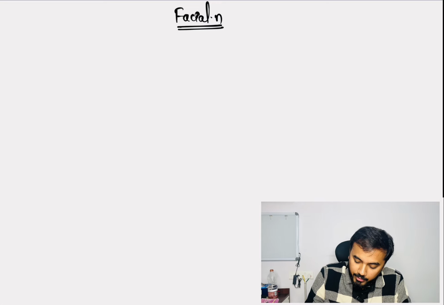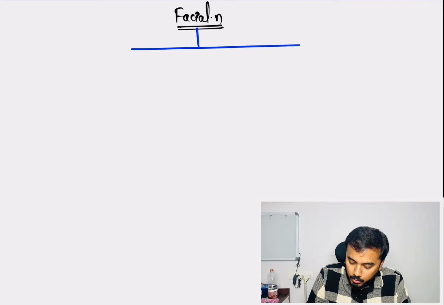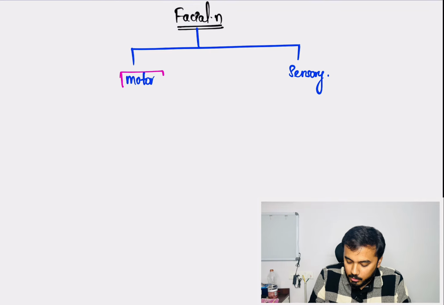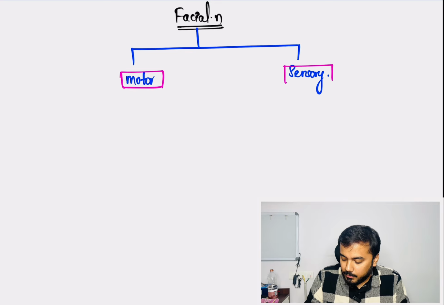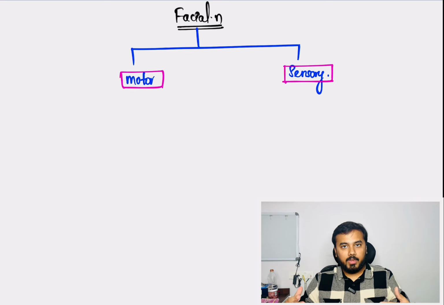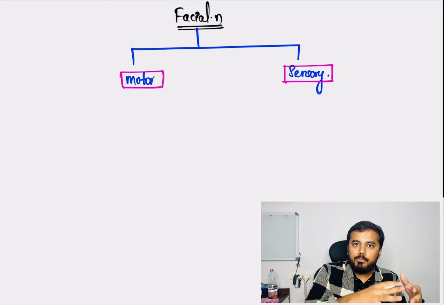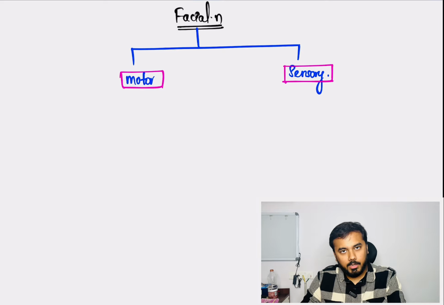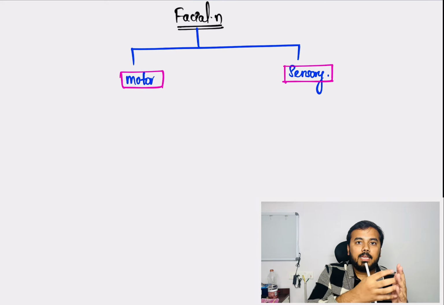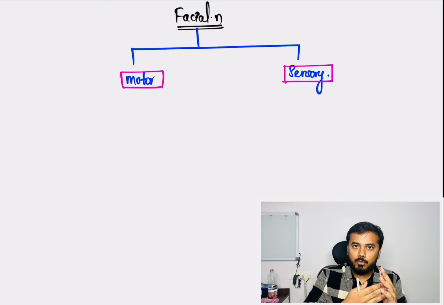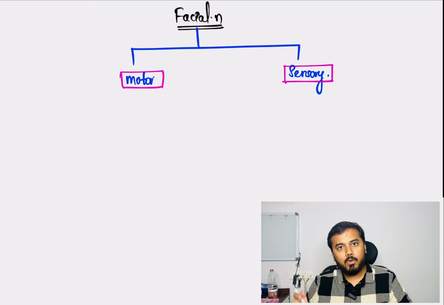So facial nerve has got both motor fibers as well as sensory fibers. So there are two groups of fibers. One is motor, another one is sensory. If there are two groups of fibers, then obviously nuclei also will be two groups. We have got motor nuclei, we have got sensory nuclei also. There are fibers that are exiting out of the motor nuclei, and there are fibers that are entering into the sensory nuclei, right? So we shall discuss what those fibers are.